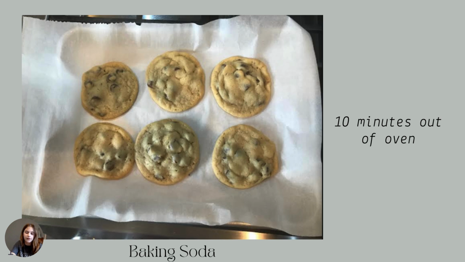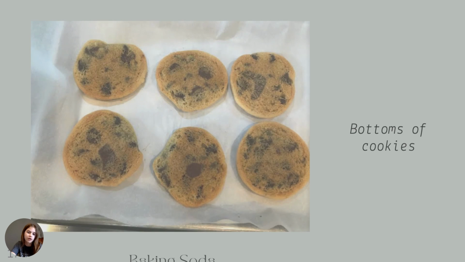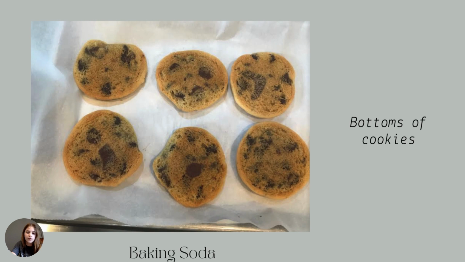You can see they're nice and golden. They have that top with those crevices and cracks. They are kind of irregularly shaped, not quite as nice as some of the other ones, and you can see that especially on the bottoms here. So these are the bottoms of the baking soda cookies. They have that really nice brown color. The bottoms look amazingly baked. They really browned very well.